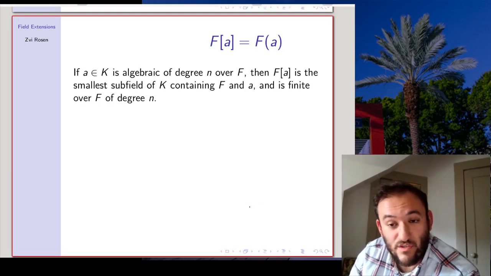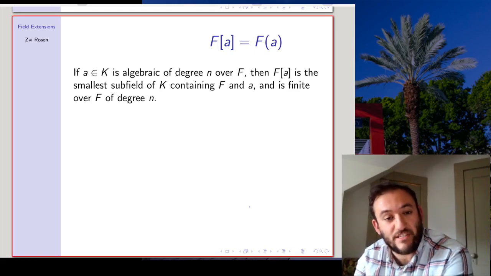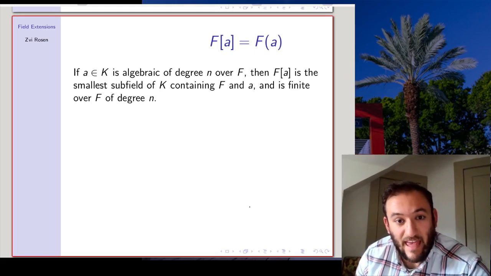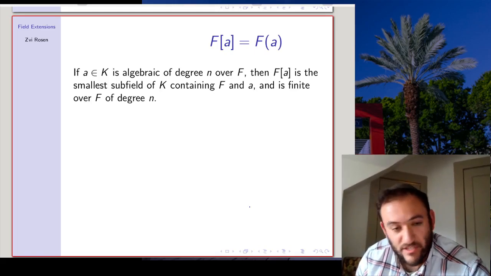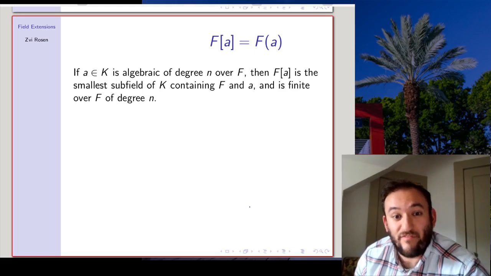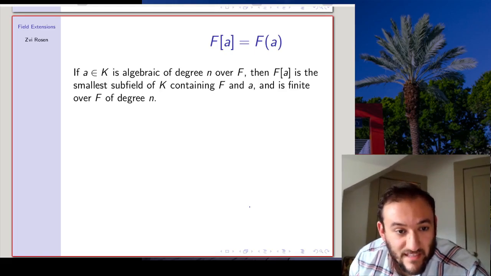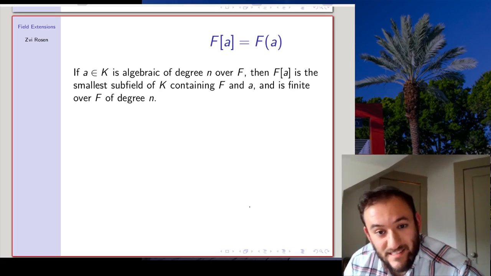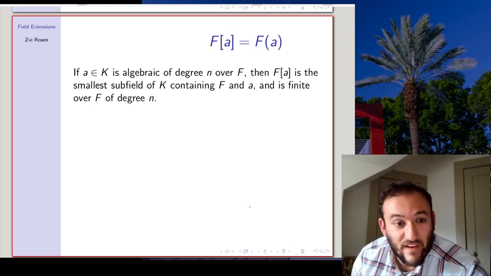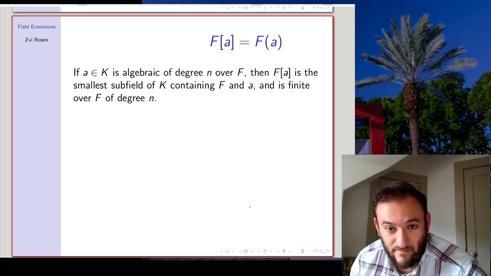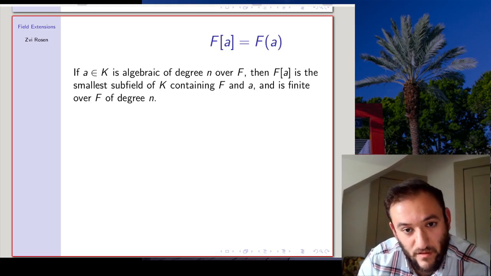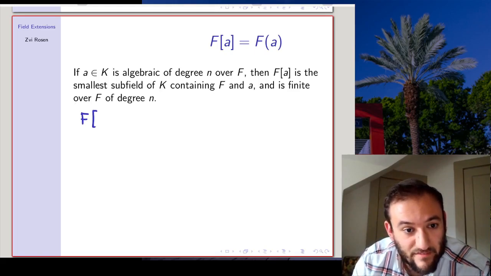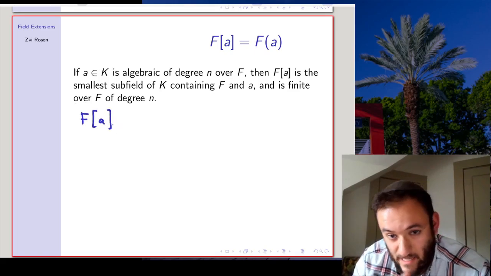And this leads us to the main result of the section, which is that the polynomial ring of F using a, so polynomial expressions with a, gives us a field extension over F. So if a in K is algebraic of degree n over F, then F(a) is the smallest subfield of K containing F and a, and is finite over F of degree n. So the first thing to prove is F(a) is a field.